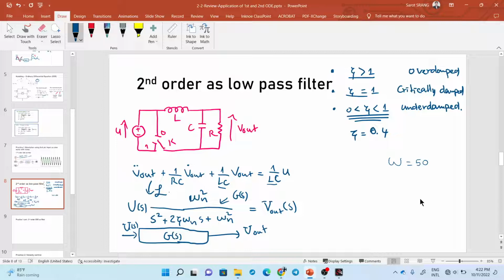Actually, there are methods to design a low pass filter, band pass filter, or high pass filter. But it's out of the scope of what I need to teach, so I just use trial and error and see the result. Okay.